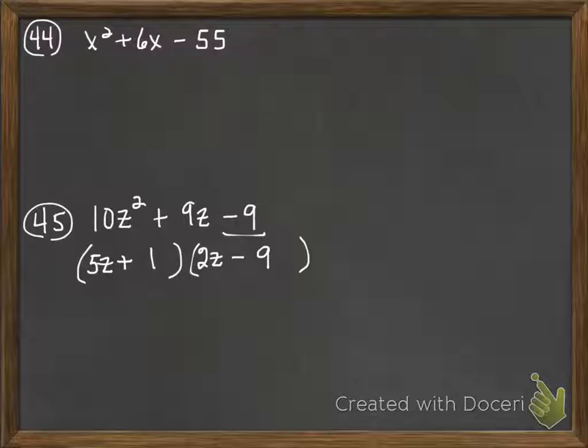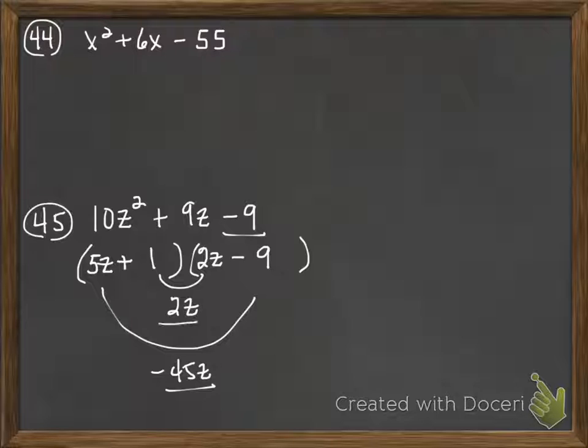So since this is a harder trinomial, you've got to check your outer terms. You've got to multiply your outer terms and you have to multiply your inner terms. And then you have to see if those two terms combine to be the positive 9z, and they don't. That's what stinks about the harder trinomials.